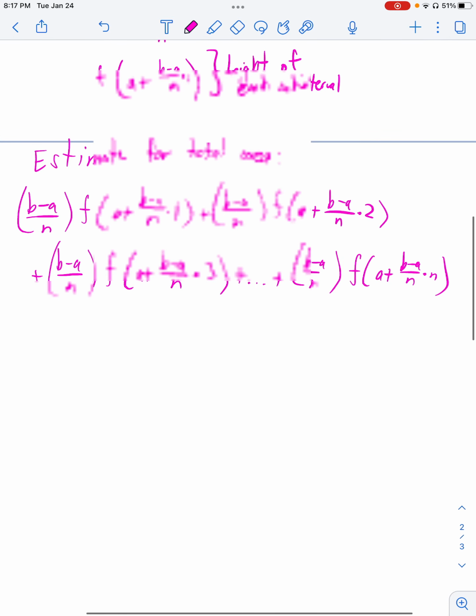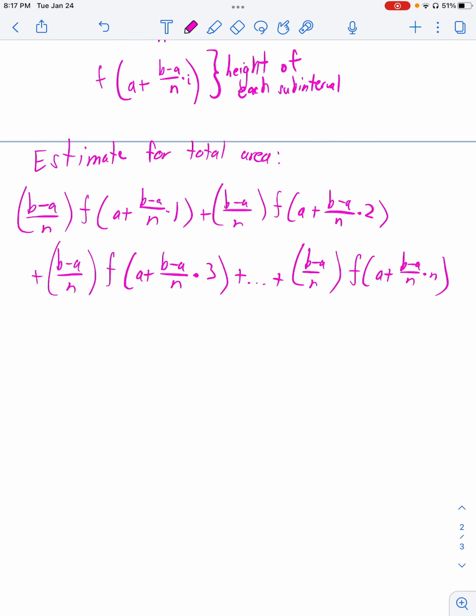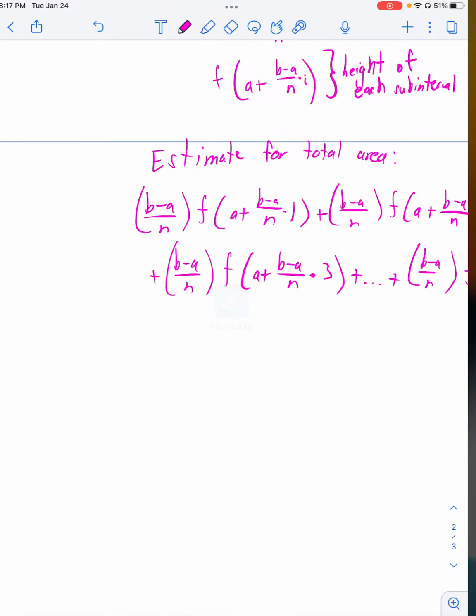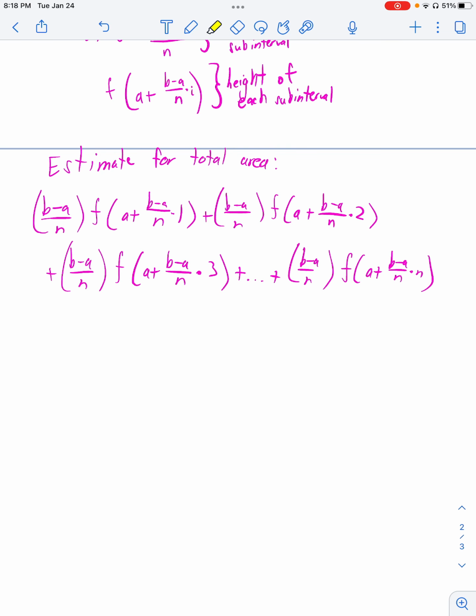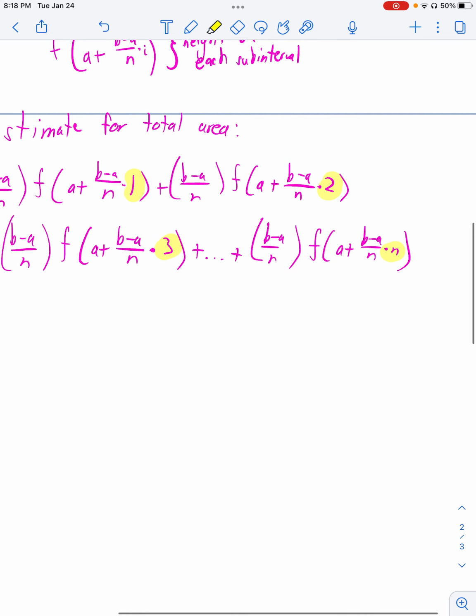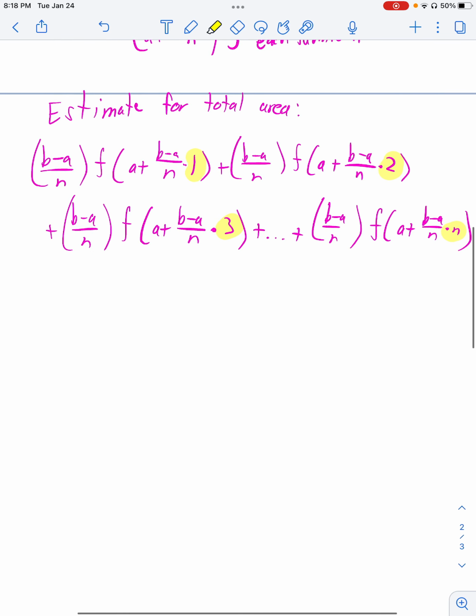All right, guys, so we talked about rewriting sums like this from our dot dot dot notation, because it uses ellipses. We talked about writing expressions like this using sigma notation. The only number that's changing in each term is this number right here, on the right side of our f, inside of our function: 1, 2, 3, all the way to n.